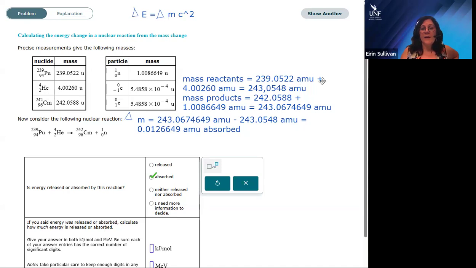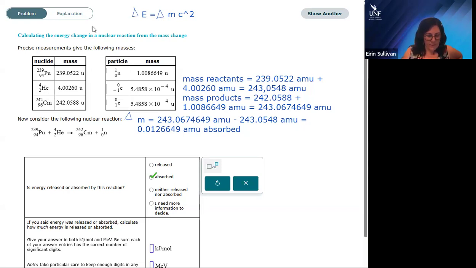So caveat then, if we want energy in energy units, that's joules, we're going to want mass not in AMUs, right? We're going to want to have mass in kilograms, okay? Because what are the SI units of joules? Kilograms, meters squared per second squared, right? So we need to get that mass into kilograms. So there are some unit conversions that are going to help us with this.